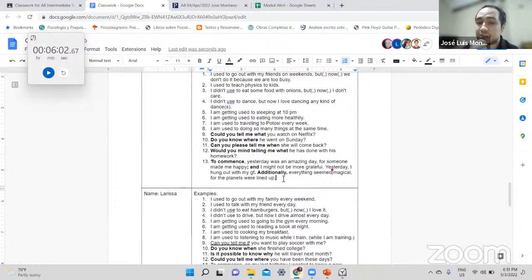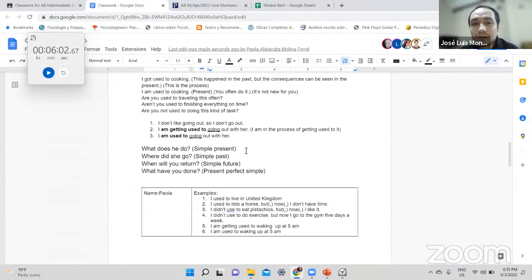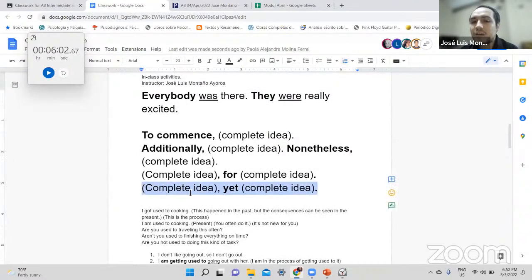I'm checking yours first. And because of the time, 6 minutes is perhaps not enough to write even more, but it was good. The only thing I want you to do, please, Wilson, before going to the next part with your partners, is to try to use "yet." Only this one, please. How can you use "yet" in one idea, Wilson? Remember: complete idea, comma, "yet," complete idea. What example can you give me?